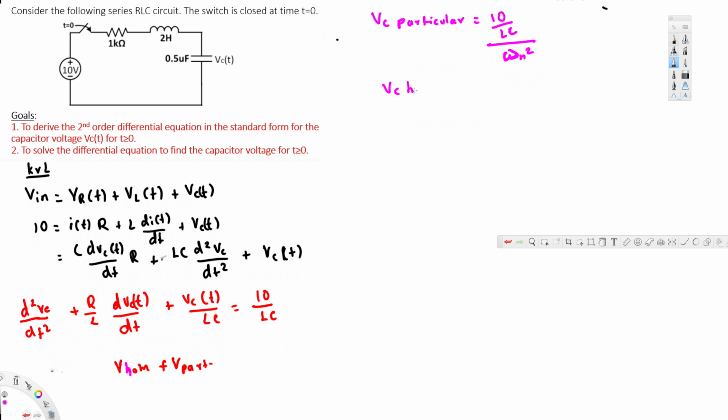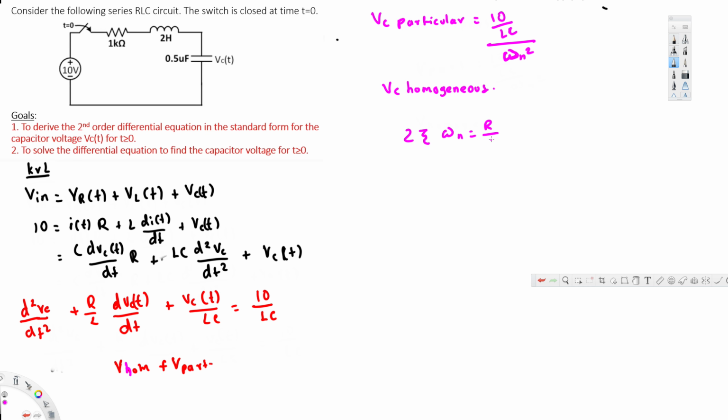Now to find the homogeneous, we have to know what system this is, right? There are three different systems. We can have an overdamped response system, an underdamped response system, or a critically damped response system. To determine that, we have to find the zeta value. To find the zeta value, we use this equation: 2 zeta omega n is equal to R over L. First we have to know what the omega n value is.